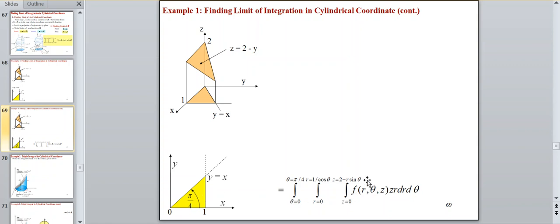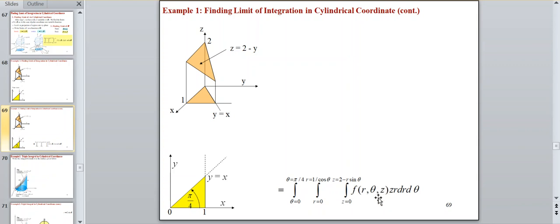So now we can set up the integral. z is from 0 to 2 minus r sine theta. r is from 0 to this line, but the polar equation of this line is r equals 1 over cosine theta. So r is from 0 to 1 over cosine theta. And theta is from 0 to pi over 4. f of r, theta, z, and this is dV.